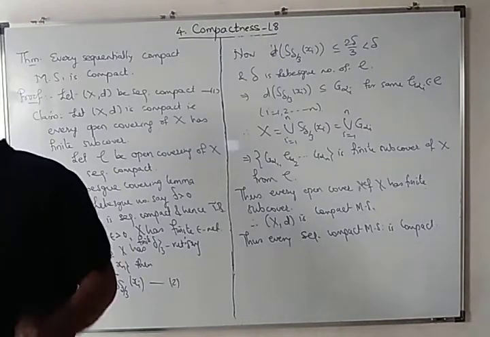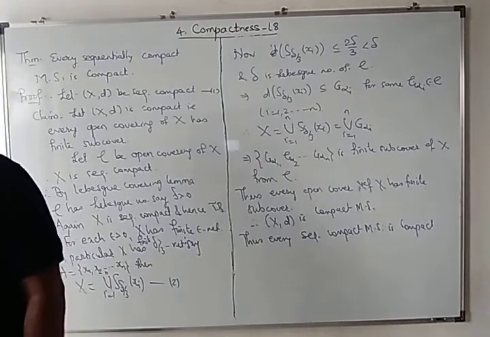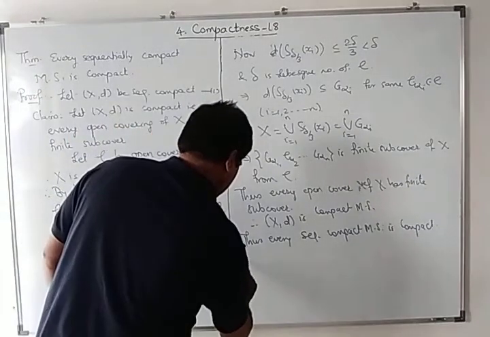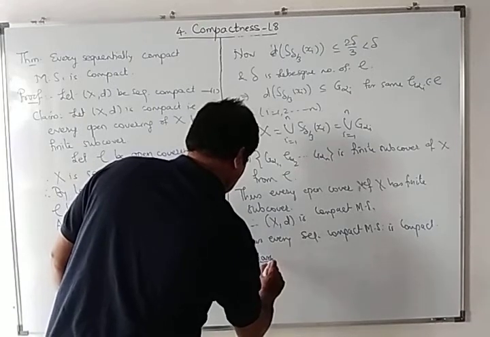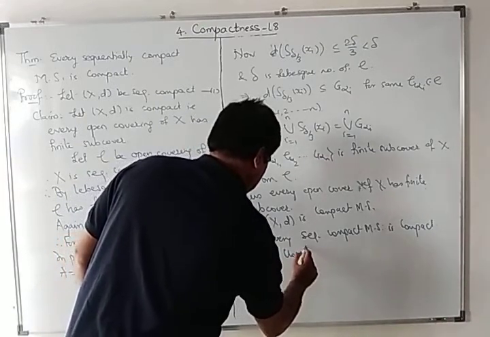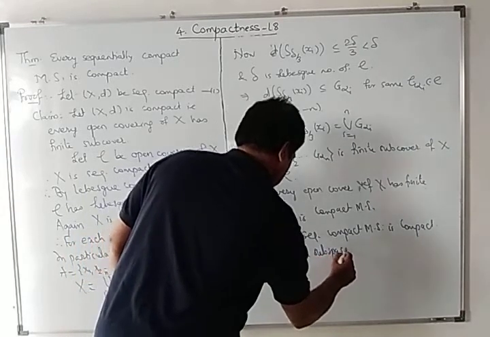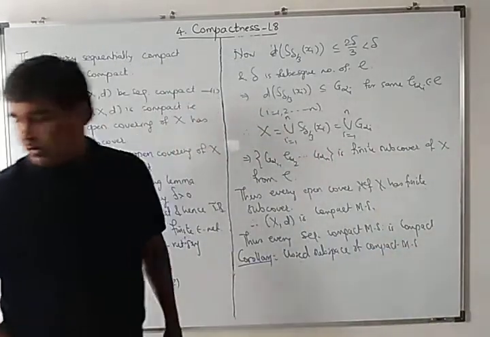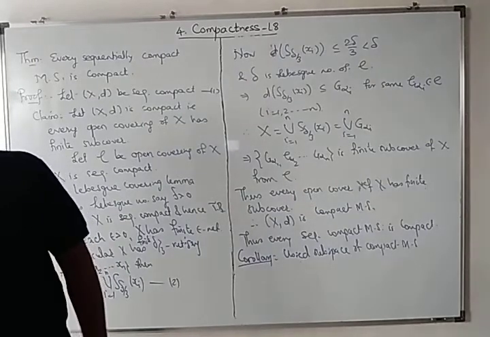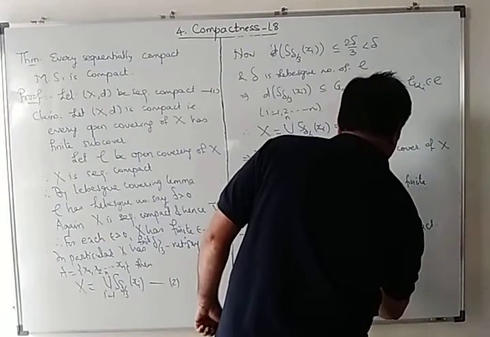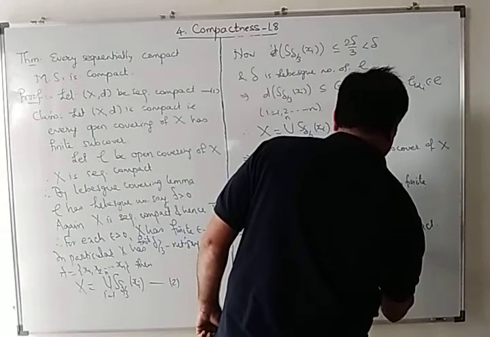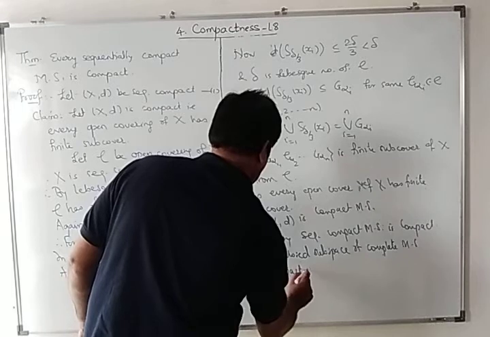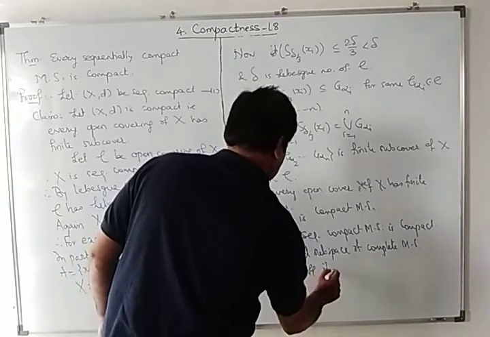Corollary: a closed subspace of a complete metric space is compact if and only if it is totally bounded.